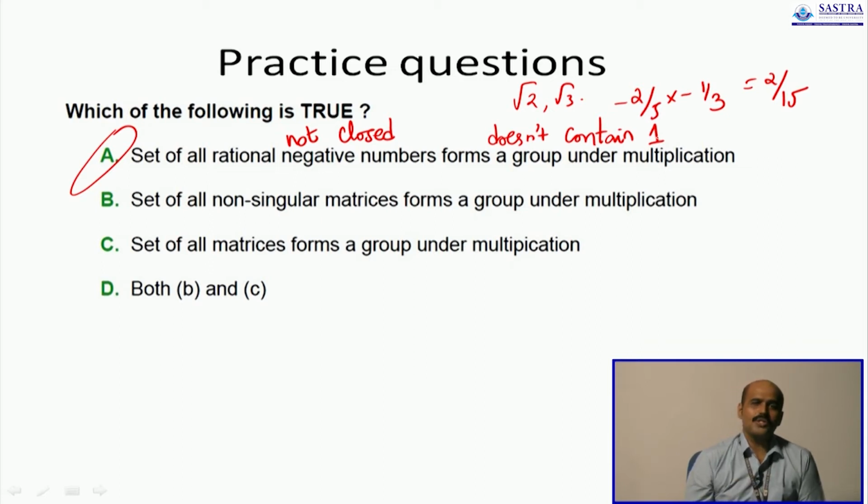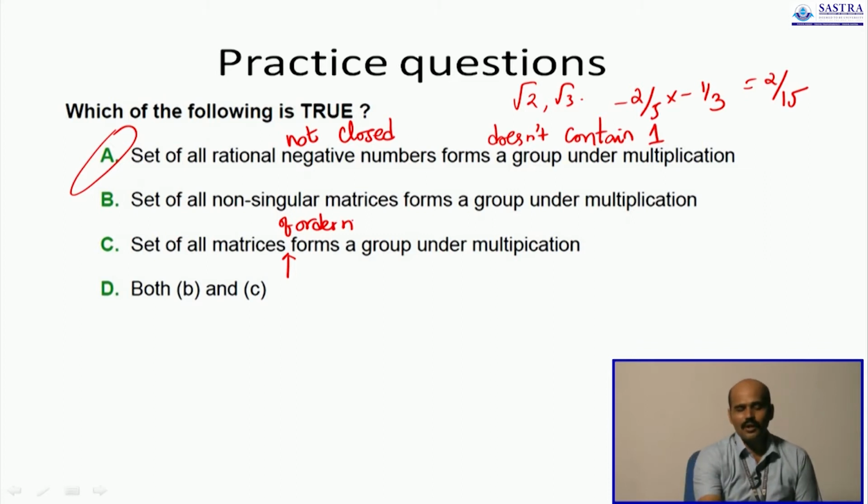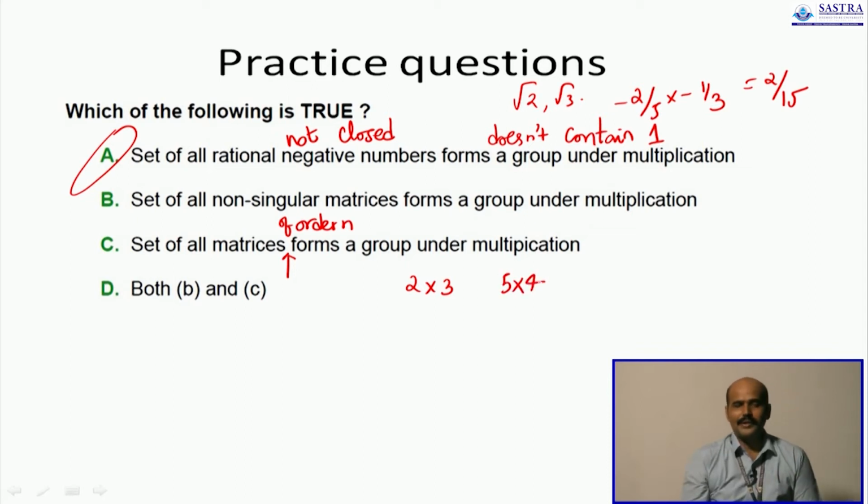And let us look at option C and then go to option B. Option C says set of all matrices. I will just include this extra clause here, set of all matrices of order n, because there is no use in considering one matrix of order 2 by 3 and another matrix of order 5 by 4, you will never be able to multiply them. So let us consider like matrices, similar matrices which have the same order. Set of all matrices of order n forms a group under multiplication.